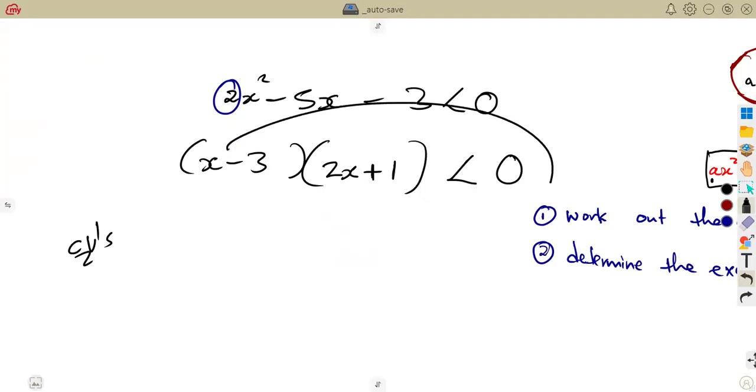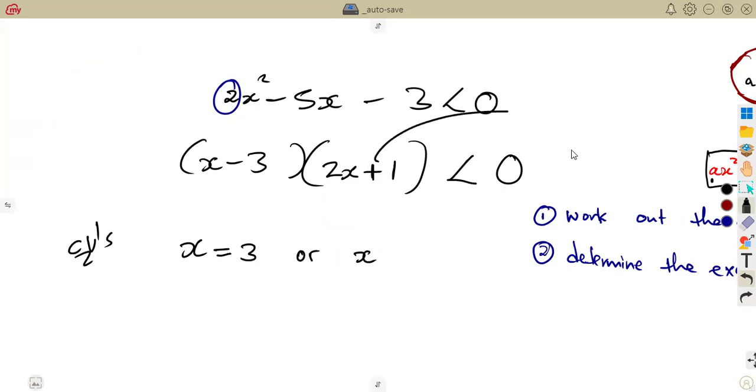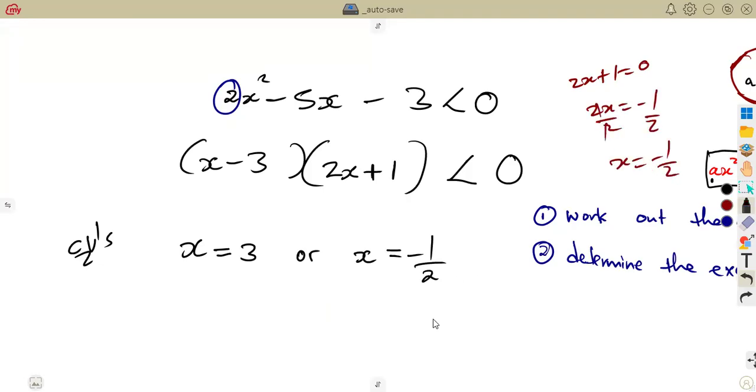So what will be your critical values? Minus 3 to the other side will give us a positive 3. So x is equal to positive 3, or x is equal to what? The 2x plus 1 getting to the other side is going to give us what? That's a 0 there. So 2x is equal to minus 1, divided by 2 on both sides. So x will be a minus half.